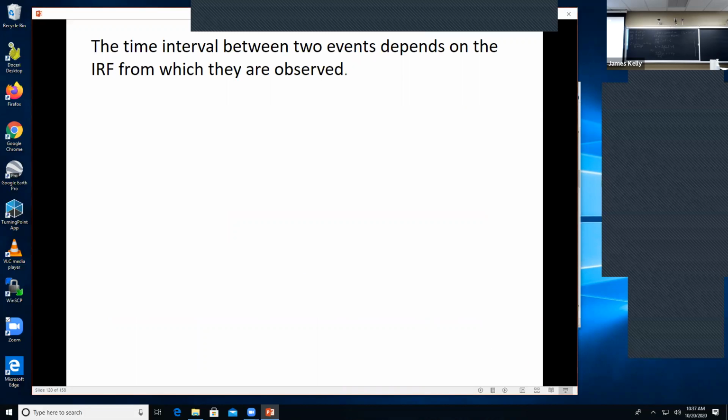Now, I don't want you to lose focus on this. Yes, if we want to apply the time dilation factor to compare time intervals, we have to be very careful. But that shouldn't make us lose sight of this amazing fact that I've written up here. The time interval between two events depends on the IRF from which they are observed. That's something that Newton wouldn't even know how to think about.